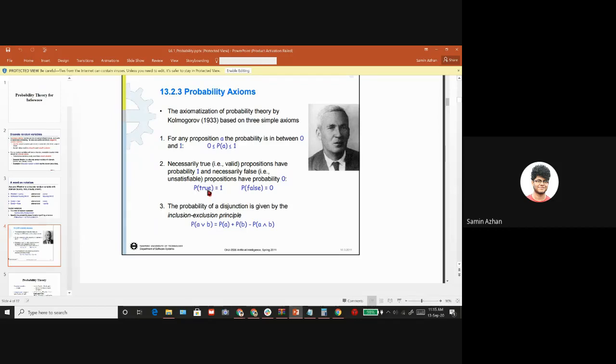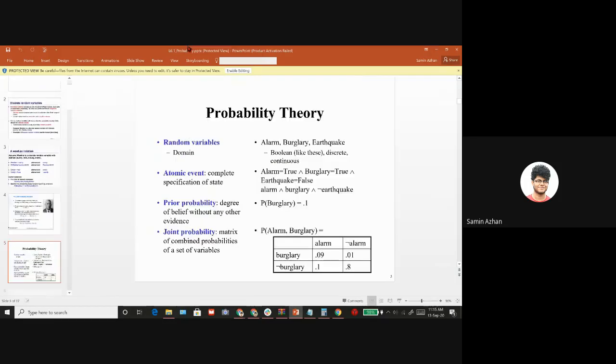If P of true is equal to 1, then P of false should equal 0. And lastly, P of A or B should equal P of A plus P of B minus P of A and B. So this symbol is called or, P of A or B, and the last symbol is called and, P of A and B. We'll see more examples on these to make it clear.